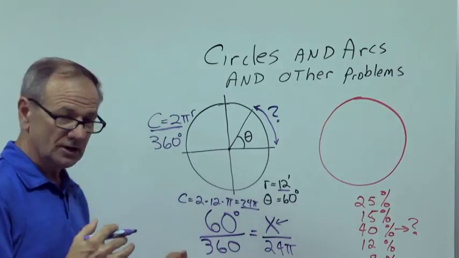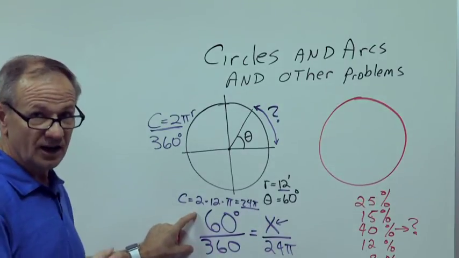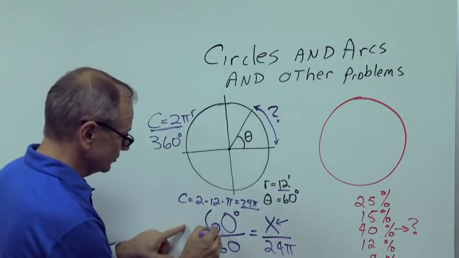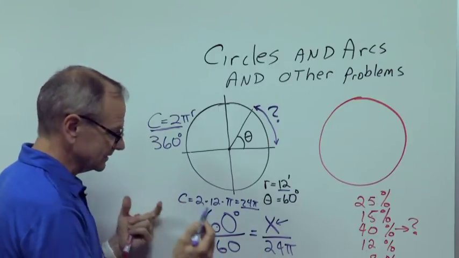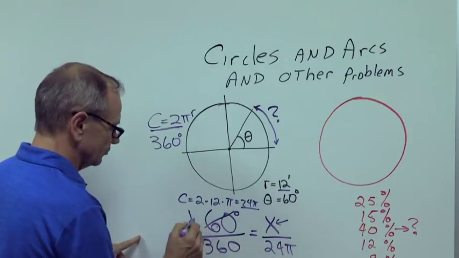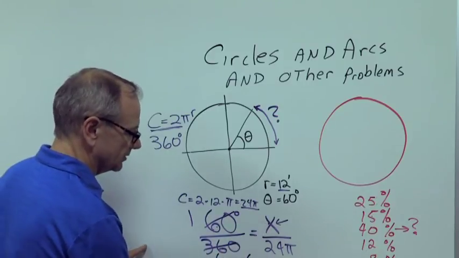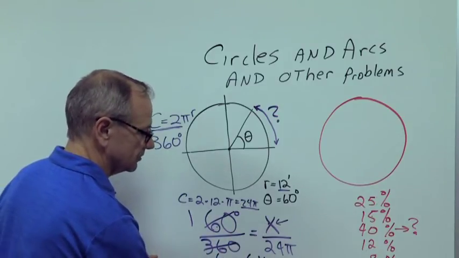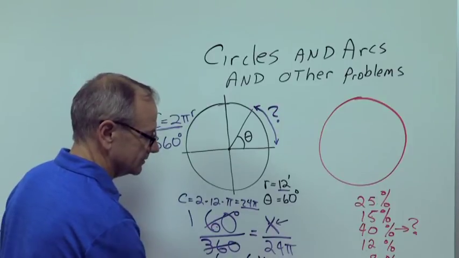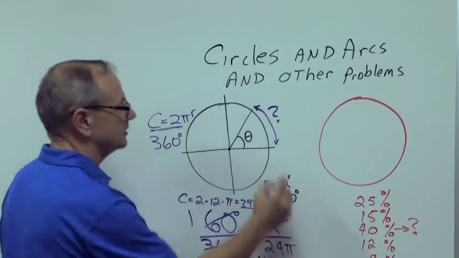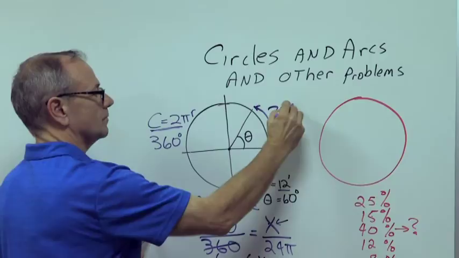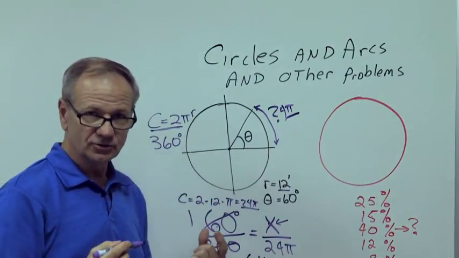Now, a little shortcut that I like to do is if I can reduce a fraction, I do. And so 60 goes into 360 6 times. So I can say that goes 1, and this is a 6. So now when I cross multiply, I get 6x equals 24 pi. X is equal to 4 pi. So this arc length is 4 pi long, and that's how you do these.